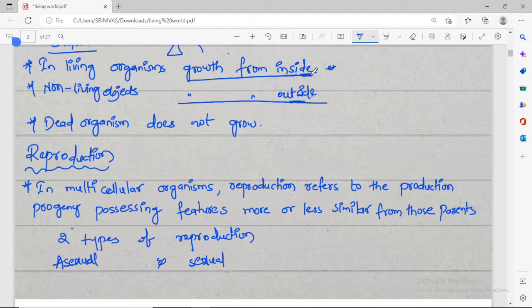Next, dead organisms. Dead organisms do not grow. Do dead organisms grow? No, dead organisms do not grow. Okay, this is about growth.